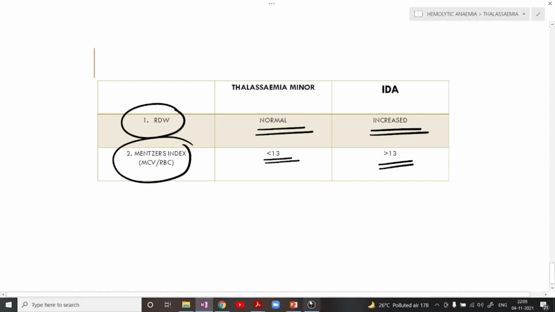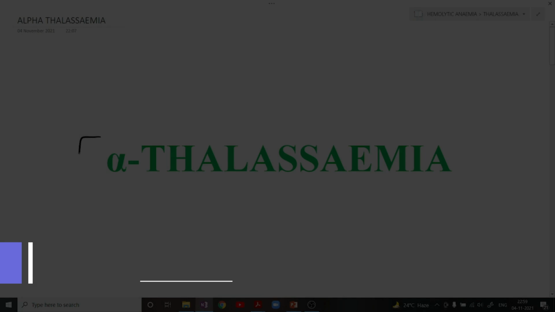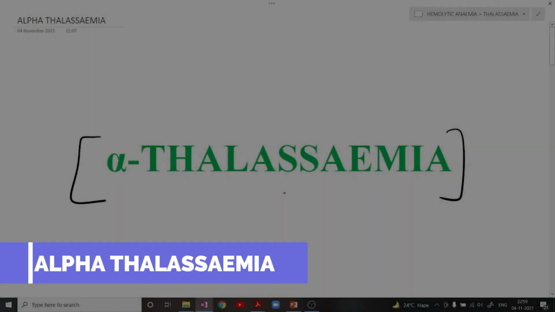I hope you have understood beta thalassemia clinical syndromes in detail, and next we are going to discuss alpha thalassemia. For the last leg of today's lecture, we are going to discuss alpha thalassemia, and then we are going to rest our case.